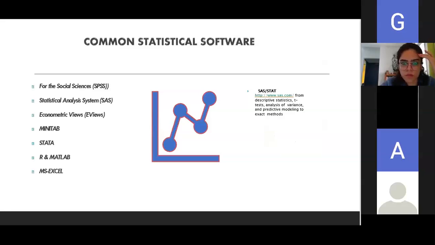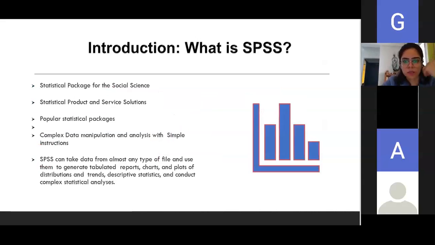Okay, so this is the SPSS, and there are various other statistical software. There's SAS, Minitab, Stata, R, Excel. You are already aware of this. So SPSS is the software that we'll be using, and it's a Statistical Package for the Social Sciences.